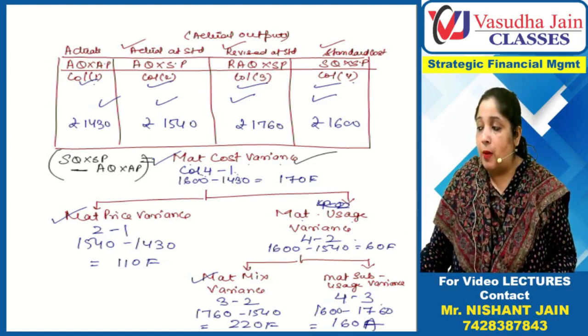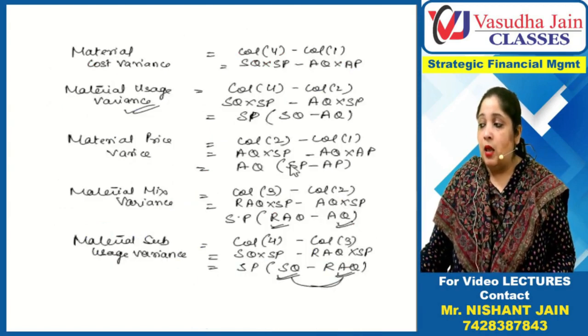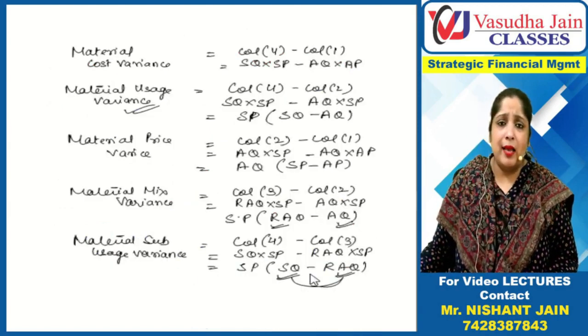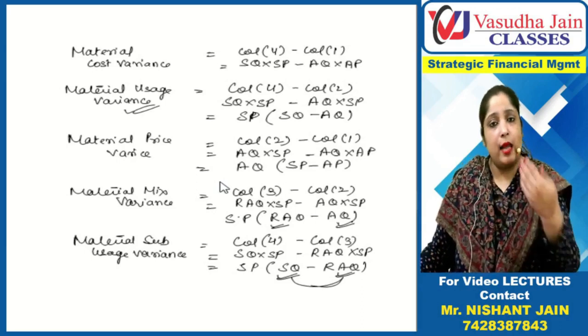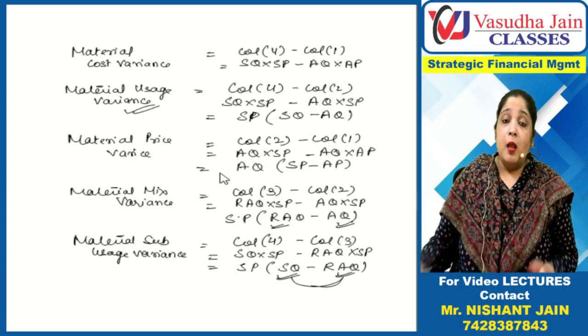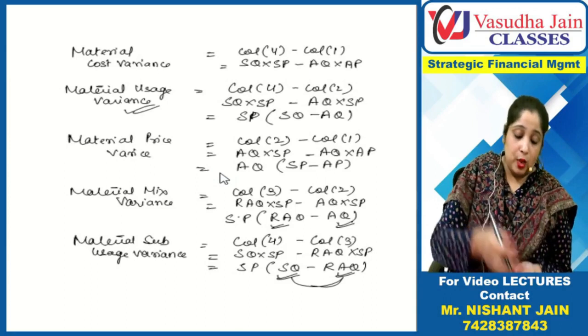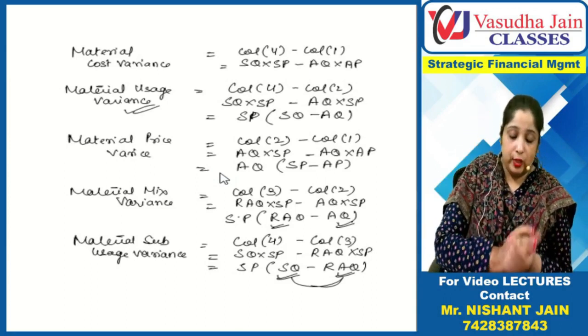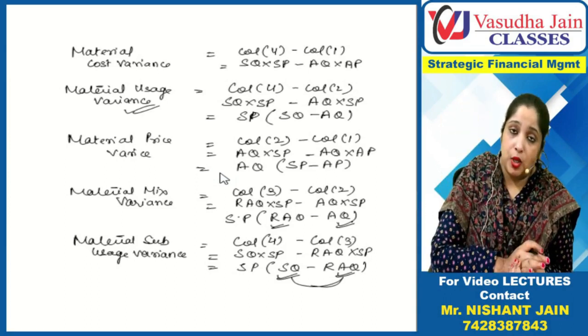You don't have to mug these formulas. Not only are these formulas existing. If only these formulas were existing, then I would have said mug it up. But we have to do the labor cost variance also. We have to do the variable overhead cost variance also. We have to do the fixed overhead cost variance also.